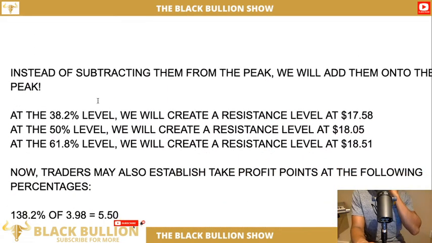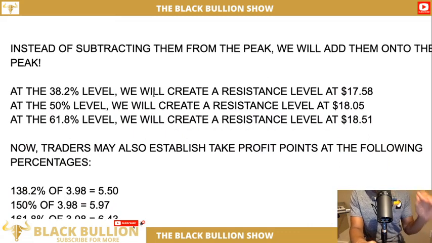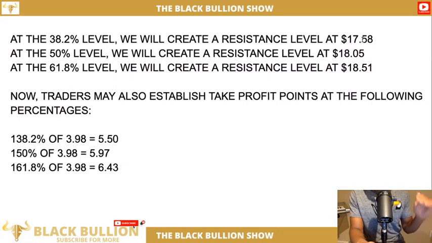So at the 38.2% level, we will then create a resistance level at $17.58. So this is going to be the first one for all of us to pay attention to. As silver moves up, if it hits around this range, now again, this isn't going to be perfect, but if it gets close to this range and then we start to see people selling and the price coming down, then we may know, okay, this might be the new established resistance point. At the 50% level, we will create a resistance point at $18.05. At the 61.8% level, we will create a resistance level at $18.51.